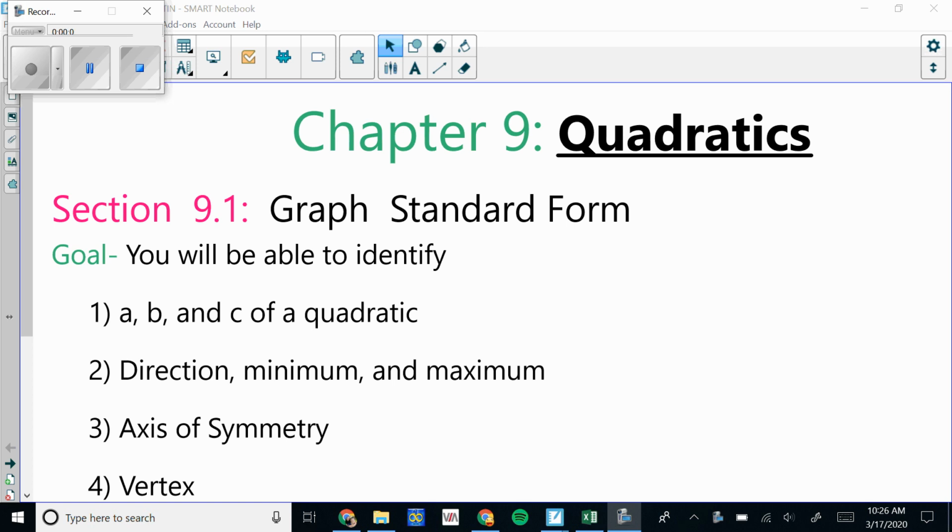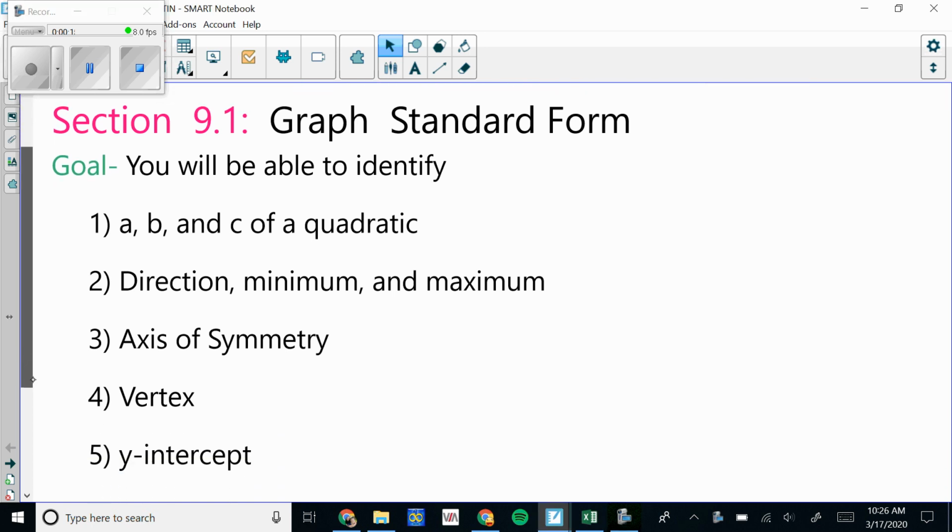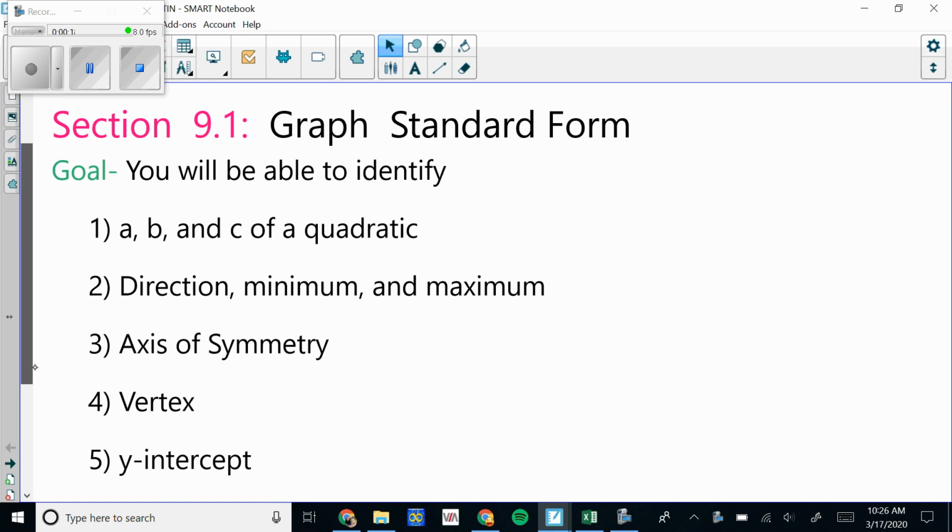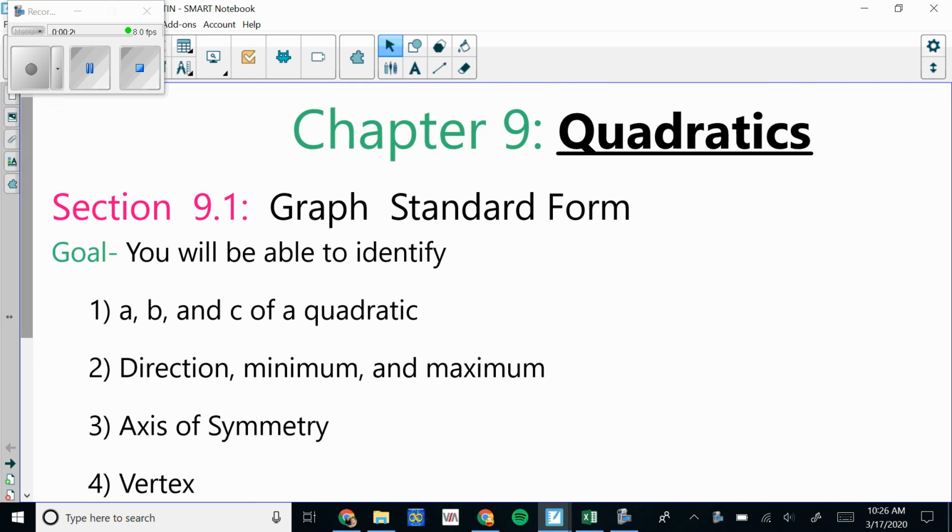Chapter 9, which is called Quadratics, right? The goal today is that you're going to be able to identify a, b, and c of a quadratic, figure out the direction, the minimum, the maximum, the axis of symmetry, its vertex, and its y-intercept. Sounds like a lot, but a lot of this goes pretty quick. Let's see if we can try it here.